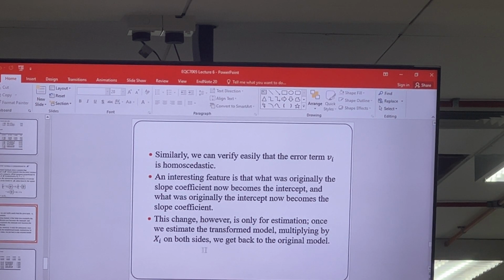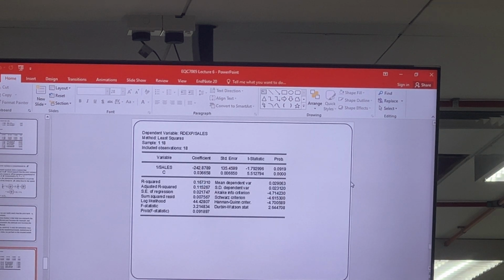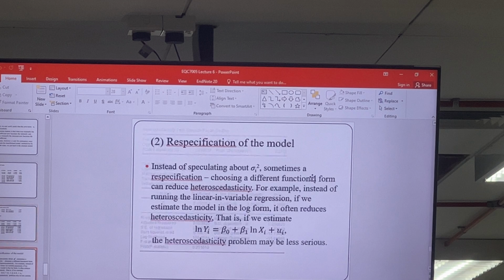Multiplying by the xi on both sides, we get back the original. Okay. So this one I do want that first now.